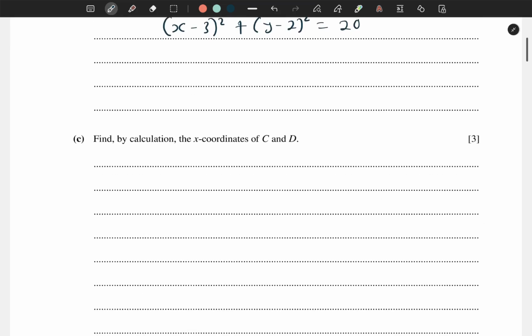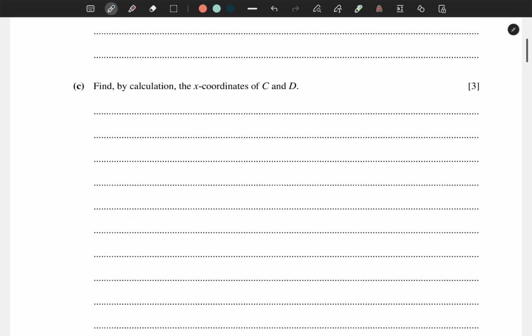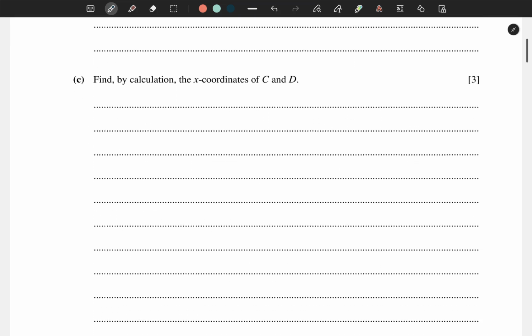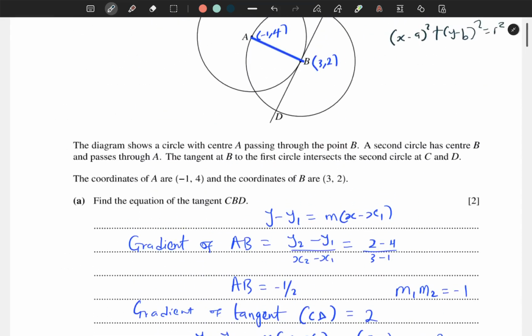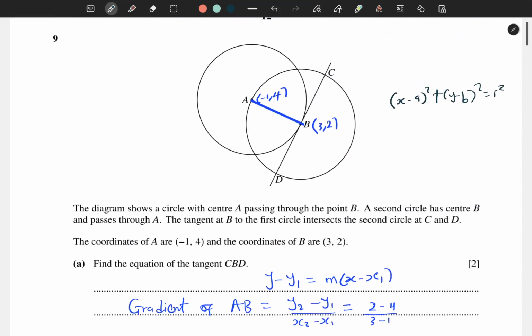Next, find by calculation the coordinates of C and D. So let's go back to the diagram. We are looking for these two coordinates, C and D, which are where the tangent intersects the circle centered at B. So what are we going to do there? We solve that simultaneously.